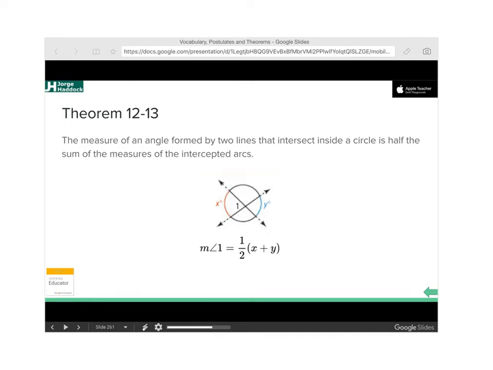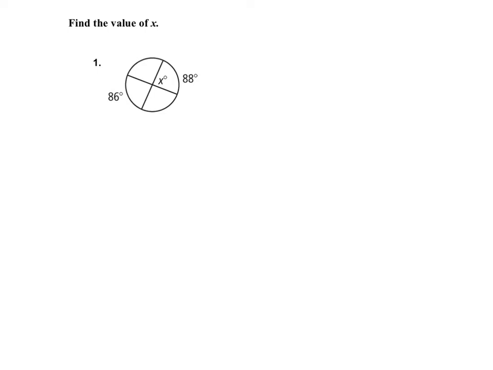I also have special measurements, right? The measure of an angle formed by two lines that intersect inside a circle. So two secants that intersect inside the circle is half the sum of the measure of the intercepted arcs. So that means that this angle right here equals half of x plus y. So I have this when I want to find x right there. So x equals 1/2 of 88 plus 86. So that means that this equals 87 degrees.